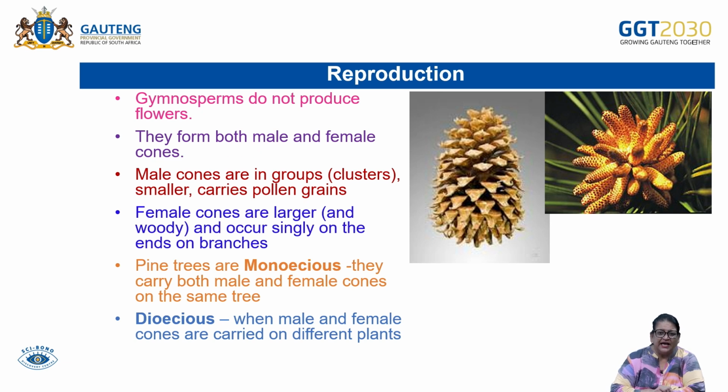The male cones are in clusters. They're smaller and they carry pollen grains. The female cones are larger and they're woody.